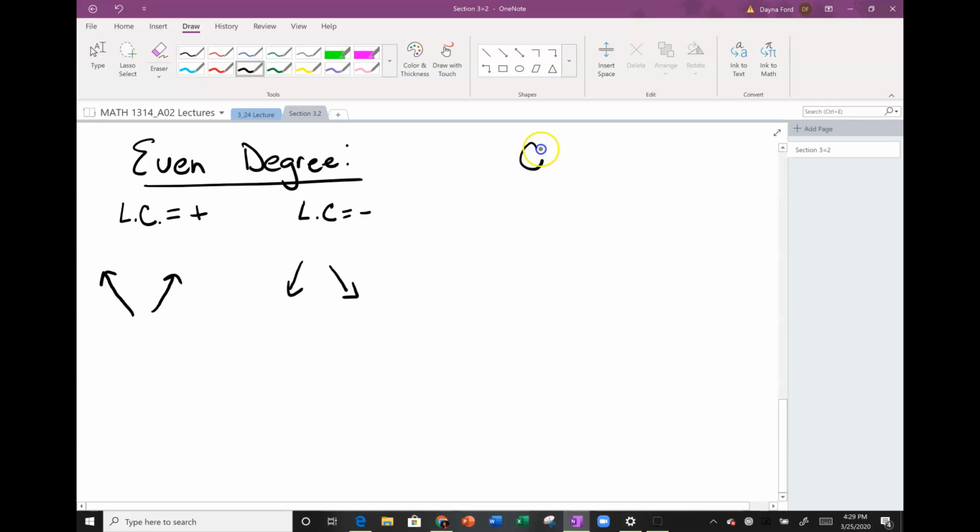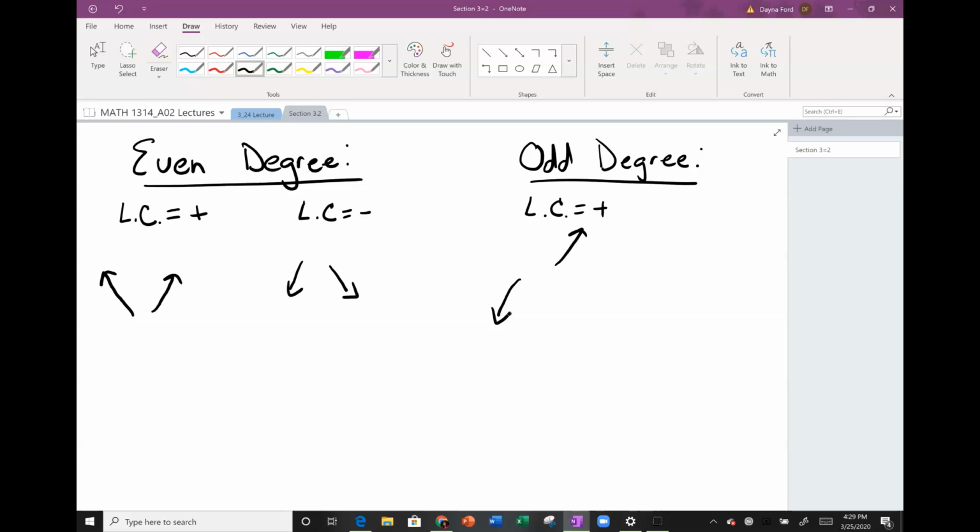The other one is if our degree is odd. This is like our x to the third, or an x to the fifth, or anything like that. If our leading coefficient is positive, remember if it was positive for an x to the third, what happened was it had what we called a positive slope. So it was increasing, going from left to right. And if the leading coefficient was negative, it was decreasing, going from left to right.